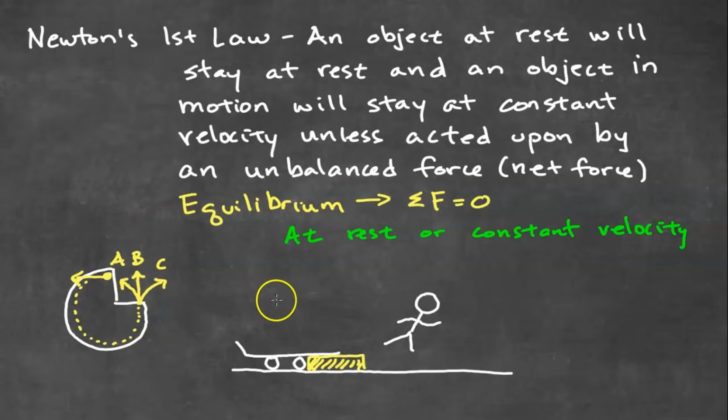Another example of Newton's first law is this person on the skateboard. So this person is going to the right. There's a block on the ground, and when the skateboard suddenly stops, the skater continues moving forward, and this is an example of Newton's first law because this person was an object in motion. And so even though the skateboard stopped, the person is going to continue to move in a forward direction until there is an unbalanced force.